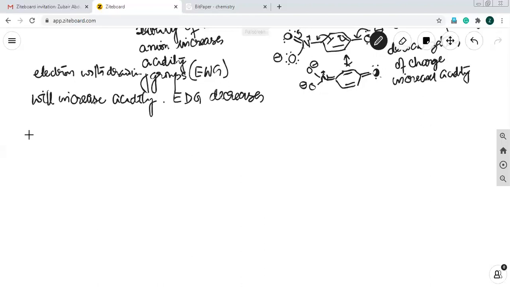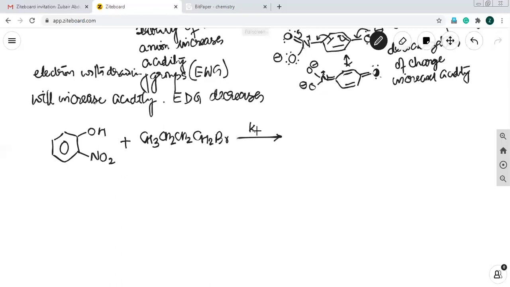Okay. Suppose I take a general phenolic compound, NO2 and OH. See here, the NO2 group is electron withdrawing. This will be very acidic. And now you take this with CH3, CH2, CH2, CH2Br, in the presence of potassium carbonate, K2CO3 and acetone. What will be the product?